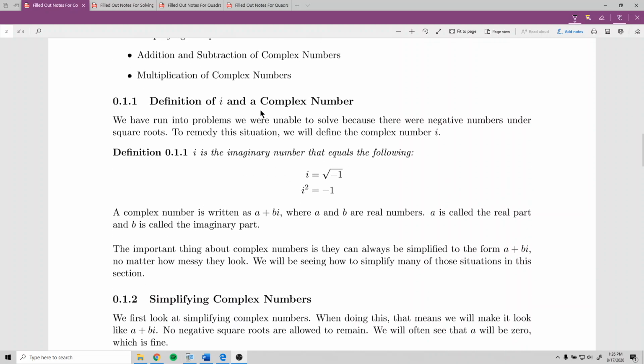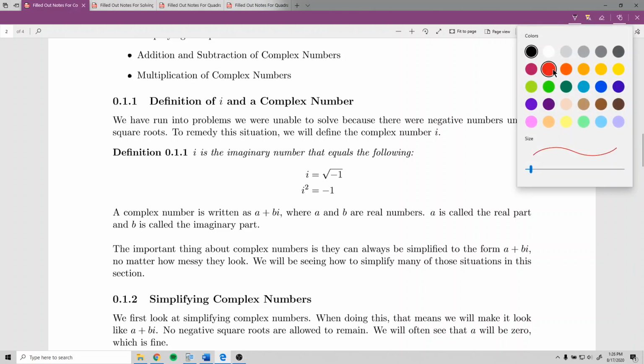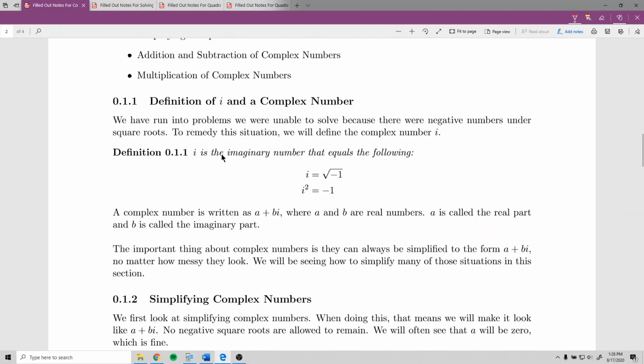All right, so first thing, the definition of i and what a complex number is. So i is the imaginary number that equals the following. Recall that if we had a negative number under a square root, we said that wasn't a real number. Well, what we do is we call i to be the square root of -1. So this is really what i is.